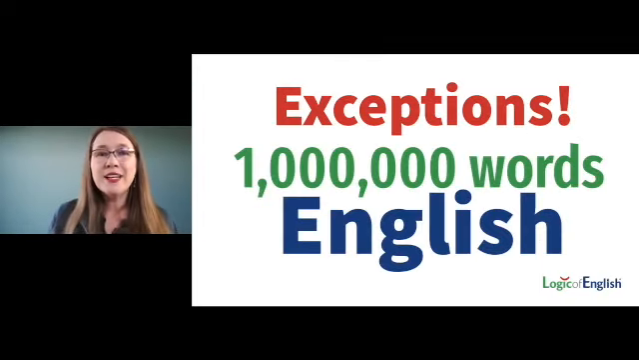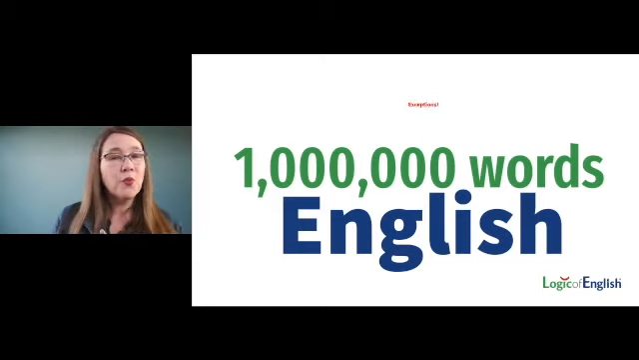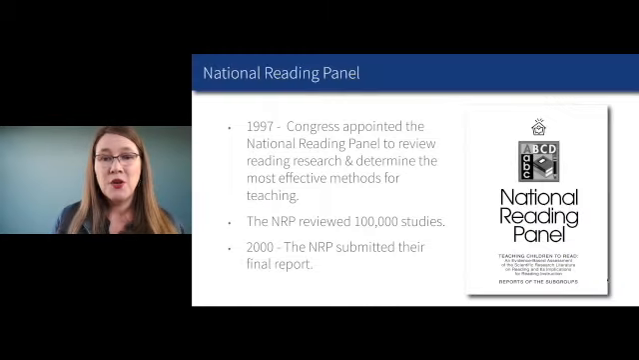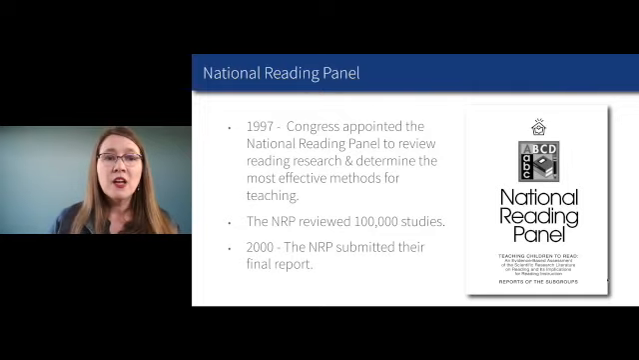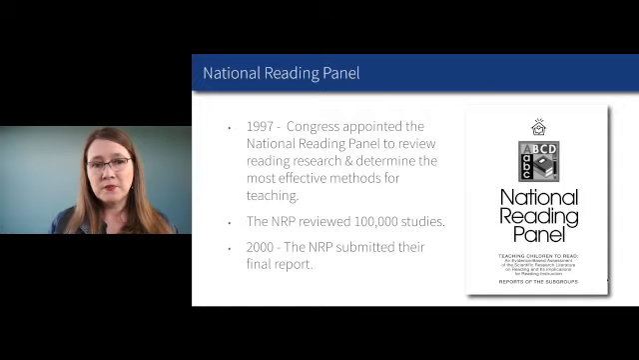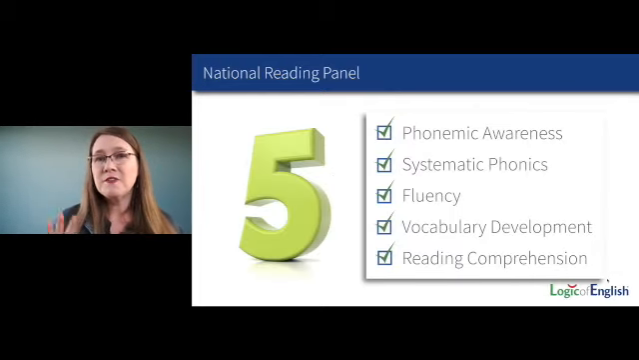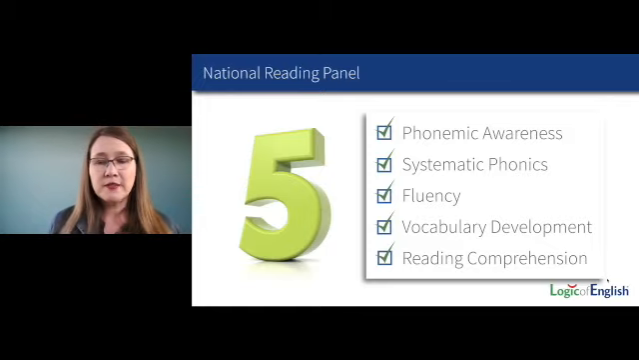So today, I want to ask you to think about what would happen if in our instruction we eliminated exceptions. What would happen? I also want to frame this conversation today around the research of the National Reading Panel. The National Reading Panel reviewed 100,000 studies about reading, and in that they discovered that there are 5 essential skills of reading: phonemic awareness, systematic phonics, fluency, vocabulary development, and reading comprehension. These are the 5 essential skills a student needs to learn to read.